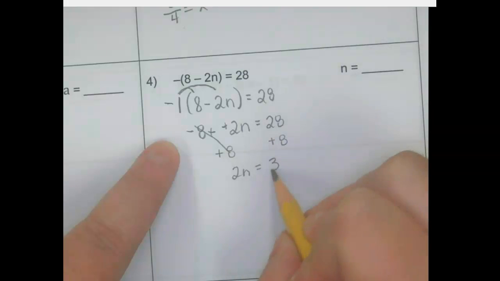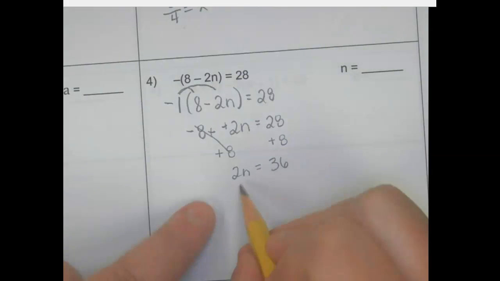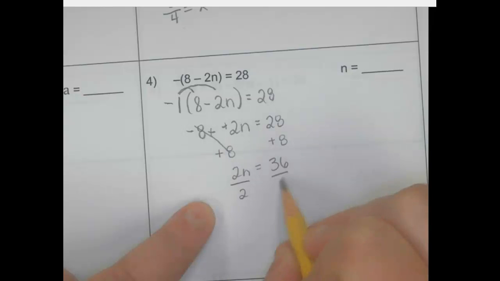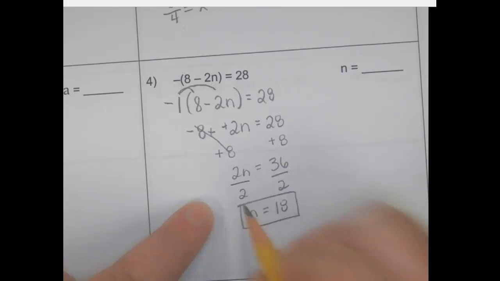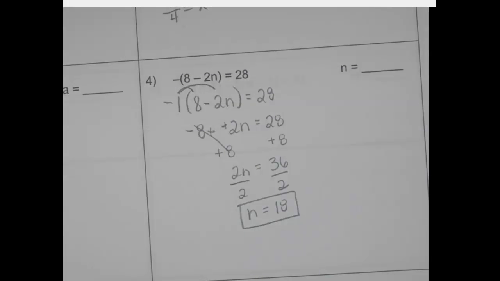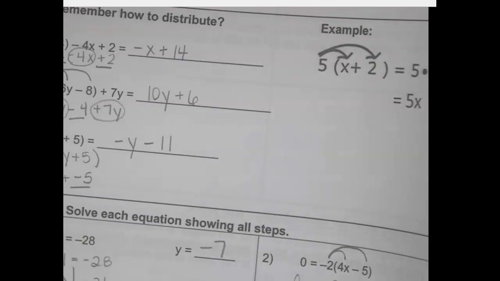This is 36. Divide both sides by 2. We get n equals 18. Any questions on that one? All right, let's flip to the back. I want you to try number 5 on your own. If you need partner help, you can get partner help on it.